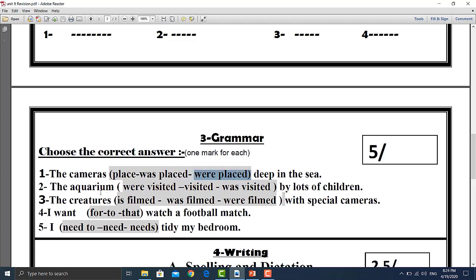Number two. The aquarium were visited by lots of children. Visited by lots of children. Was visited by lots of children. Remember, is the aquarium singular or plural? Excellent. It's singular, so we are going to choose was visited. So the aquarium was visited by lots of children.